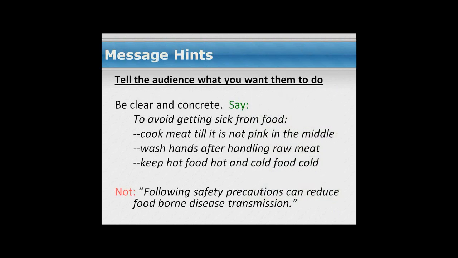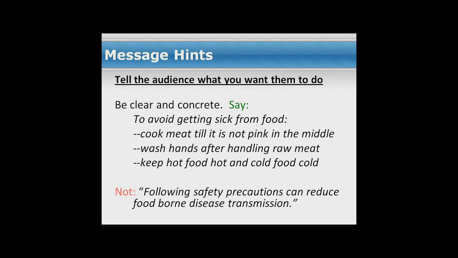So as we talk about messages, there's a couple of things that I like to point out here. We're busy. We don't have a lot of different ways to get the messages, so we want to be clear and concrete. We want to say things that make sense to people. I think this bottom part, following safety precautions can reduce foodborne disease transmission, you'll see that on the slide. I think we talk like that.